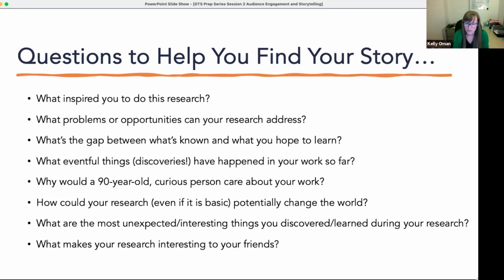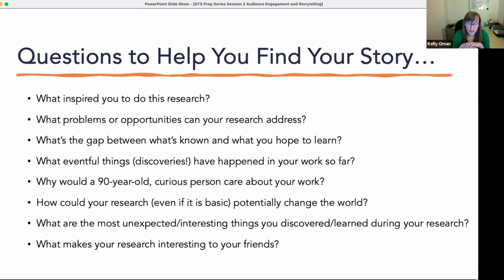What is that potential impact that it can have? What are the most unexpected or interesting things you discovered or learned during your research? What has surprised even you, who has been trained in this for years? What makes your research interesting to your friends?